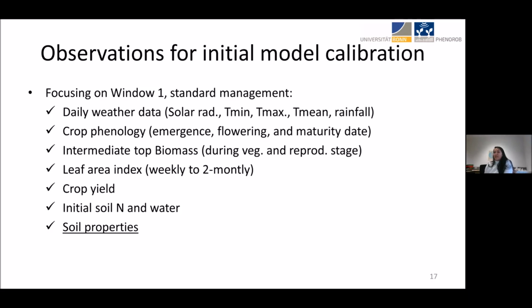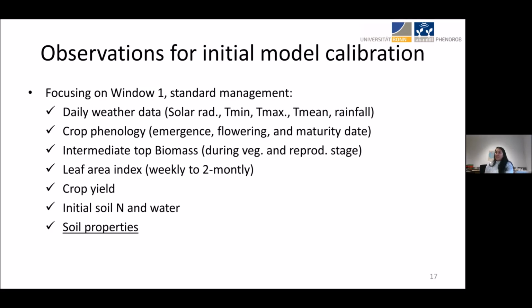So some of the data that we use for the model calibration is the daily weather data, the crop phenology, so the important stages of crop phenology, also the intermediate biomass that is collected over the season about 4 times during the season, the leaf area index, which is collected weekly during the vegetative stage, and then during the reproductive stage around 2 times a month.